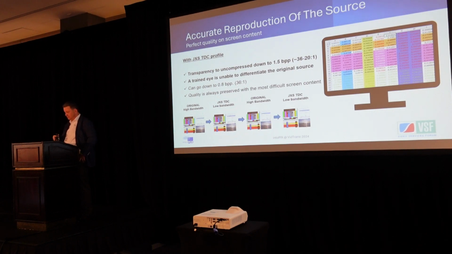And at this point, since it is more video and more of a trained eye kind of thing, not an image-to-image comparison, there's no flicker test on this. And you can go down to about 0.8 bits per pixel, which is that 36-to-1 kind of ratio.